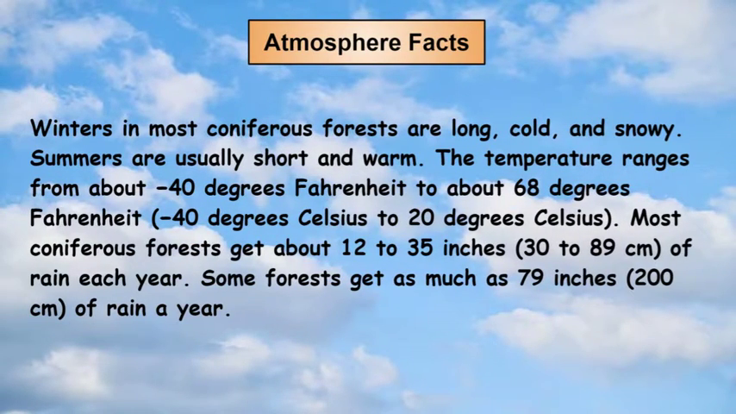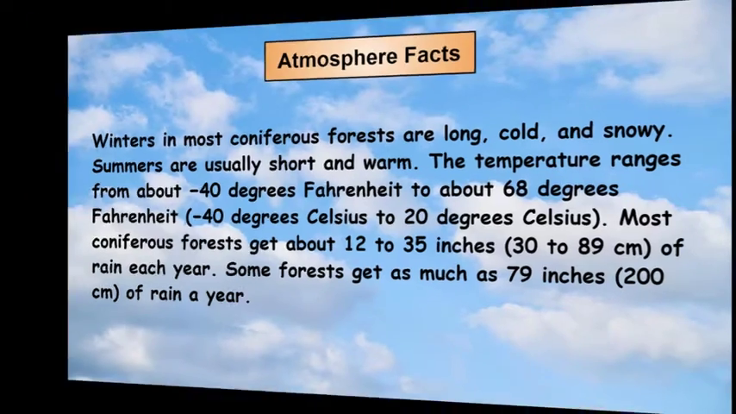Atmosphere fact. Winters in most coniferous forests are long, cold, and snowy. Summers are usually short and warm. The temperature ranges from about -40 degrees Fahrenheit to about 68 degrees Fahrenheit, or -40 degrees Celsius to 20 degrees Celsius. Most coniferous forests get about 12 to 35 inches, or 30 to 89 centimeters, of rain each year. Some of the forests get as much as 79 inches, or 200 centimeters, of rain a year.